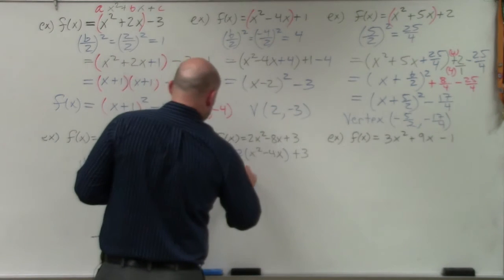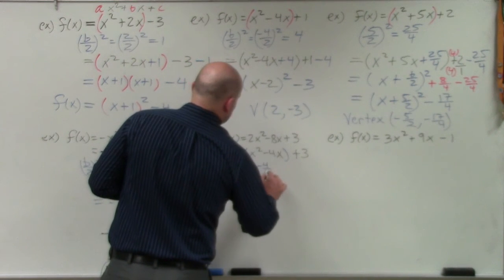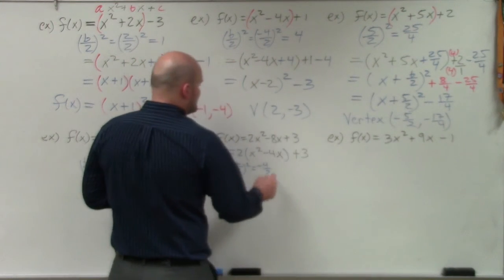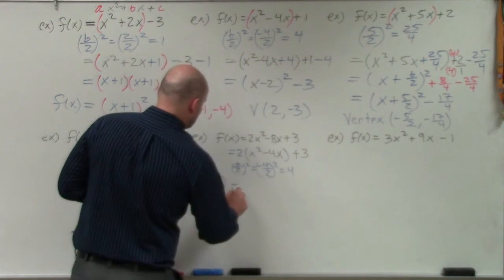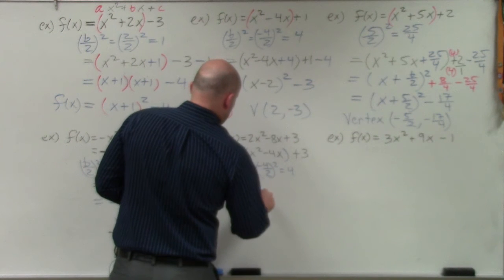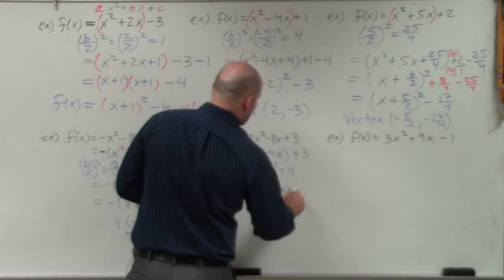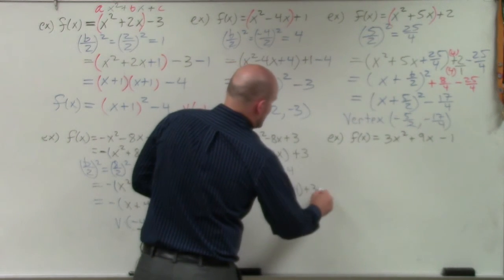Now I take my b divided by 2 and square it. So I have negative 4 divided by 2, which is negative 2. Squared equals positive 4. So now I have x squared minus 4x, and then I'm going to add a 4, plus 3, and subtract a 4.